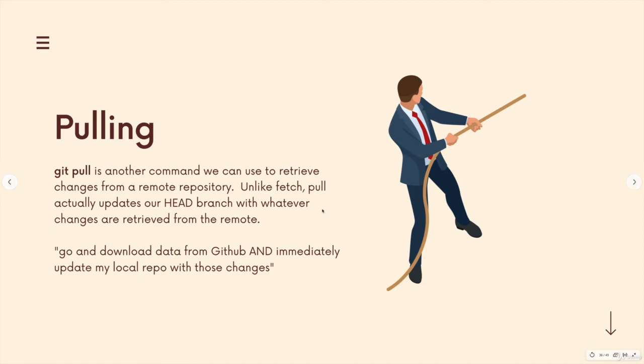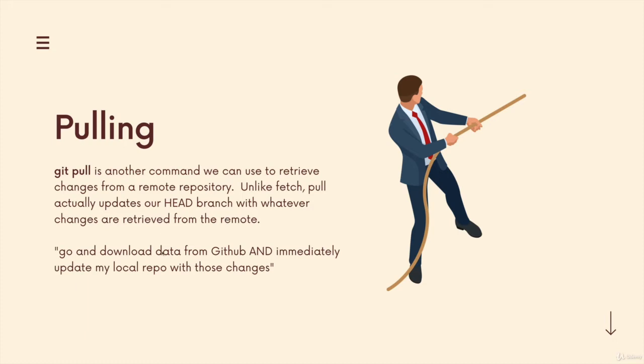Next up, we're going to talk about git pull. The git pull command is similar to fetch in that we use it to retrieve changes from some remote repo. But the big difference is that pull will actually update our head branch. It updates our working directory. Whatever changes are retrieved or pulled down from GitHub or some other remote repo will be integrated into our local repo and our working directory.